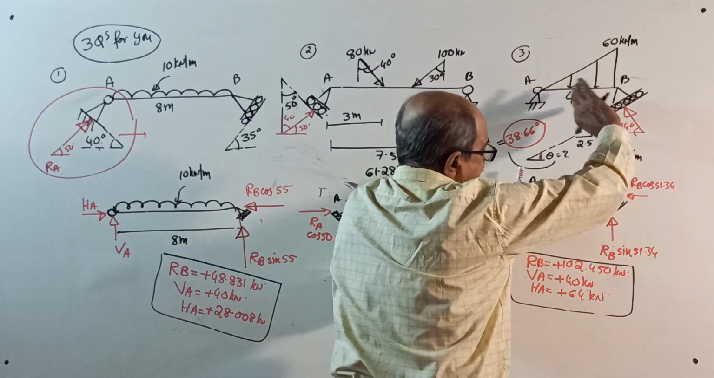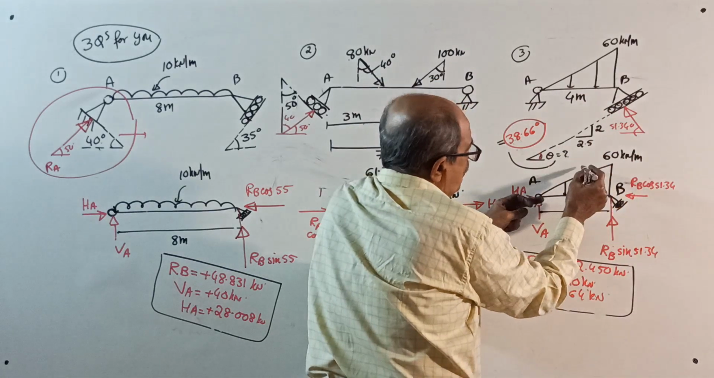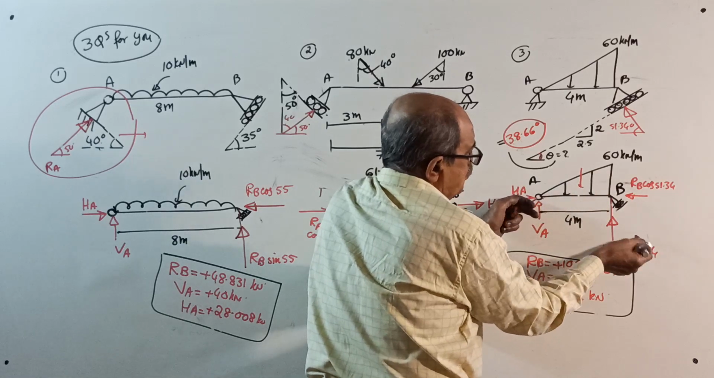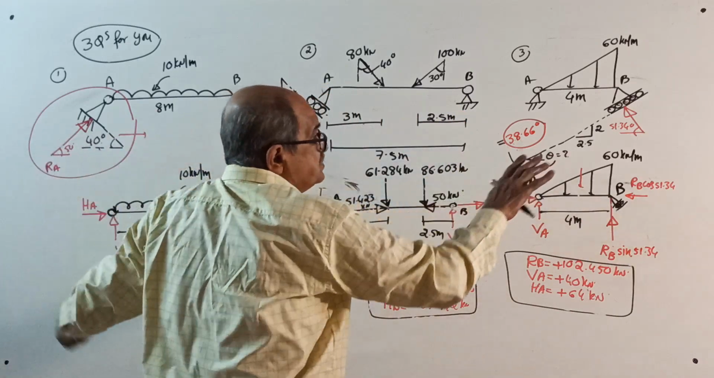Okay, now take moment about here. See, minus RB sin 51.34 into 4 plus half into 4 into 60, which is the total load, into 2/3 of 4 equal to 0. Get the reaction. Solve all these questions.